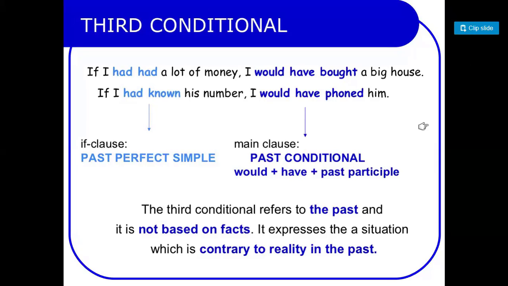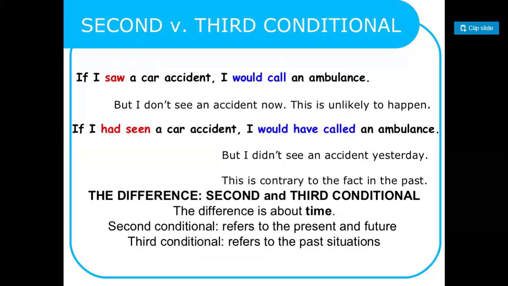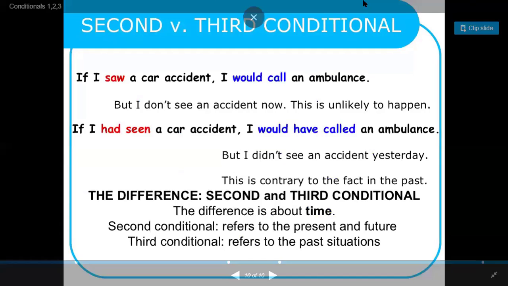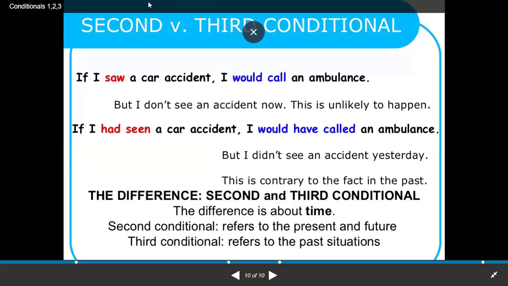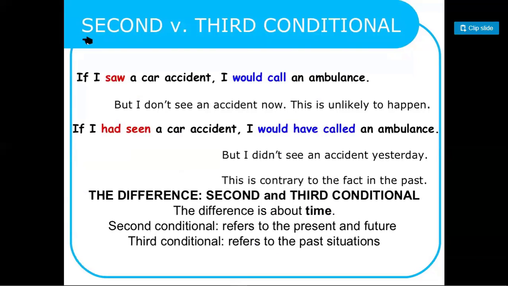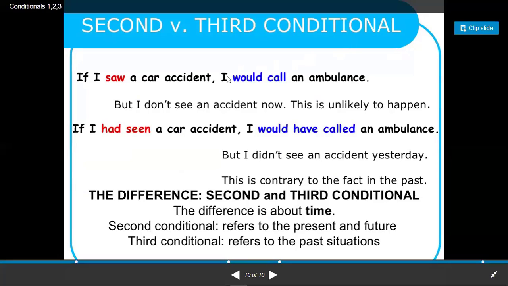Okay, so let's see a little more. If I saw a car accident, I would call an ambulance. Now here you would see the difference. This is the type 2. Second versus third conditional. What is the difference? We are focusing on this thing now. But I don't see an accident now. This is unlikely to happen. If I saw a car accident, I would call an ambulance.